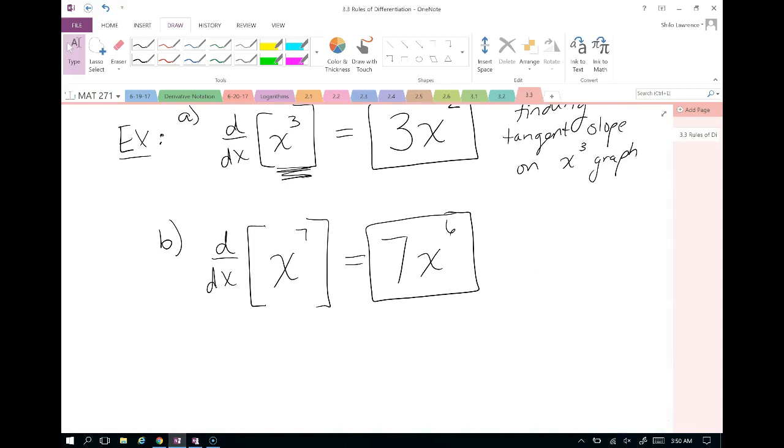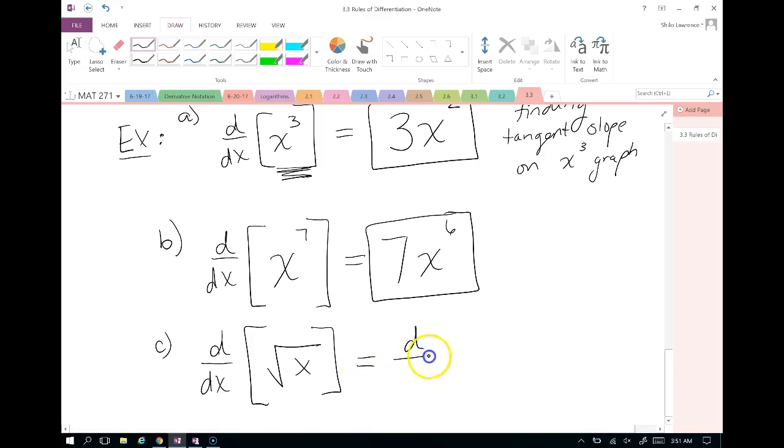So these two are pretty straightforward. They're x to a power. Some other ones that are not quite as straightforward are roots. We can also do roots with our power rule because a root can be written as a power. Roots are fractional powers. So our first step is to rewrite this so it's written as x to a power.